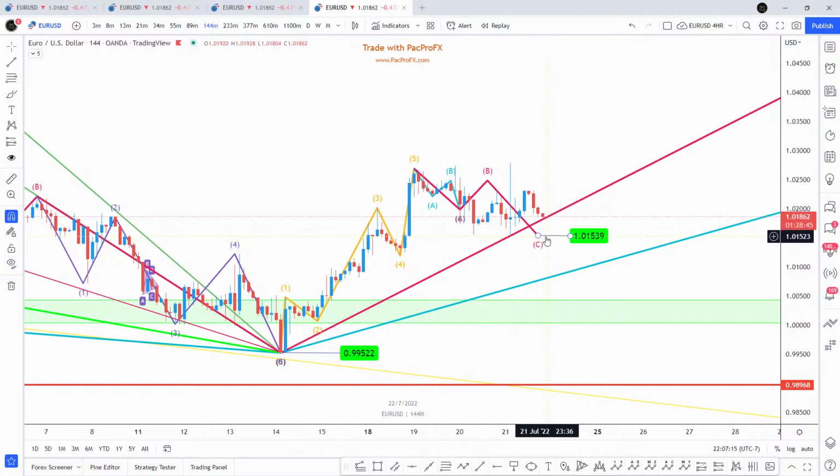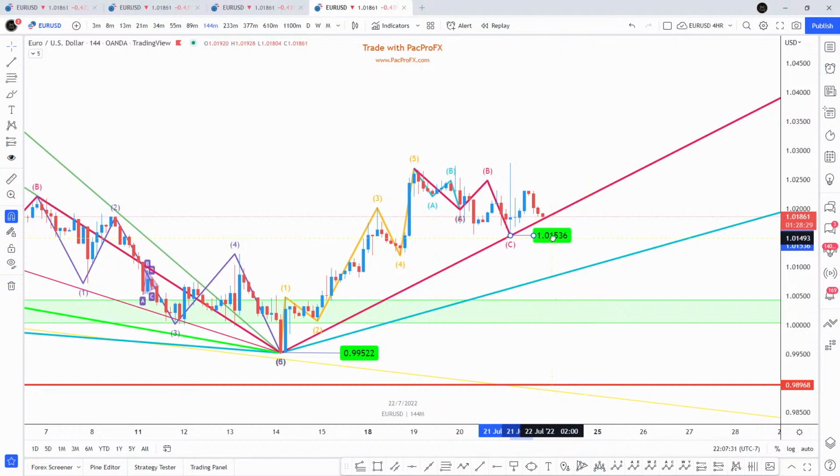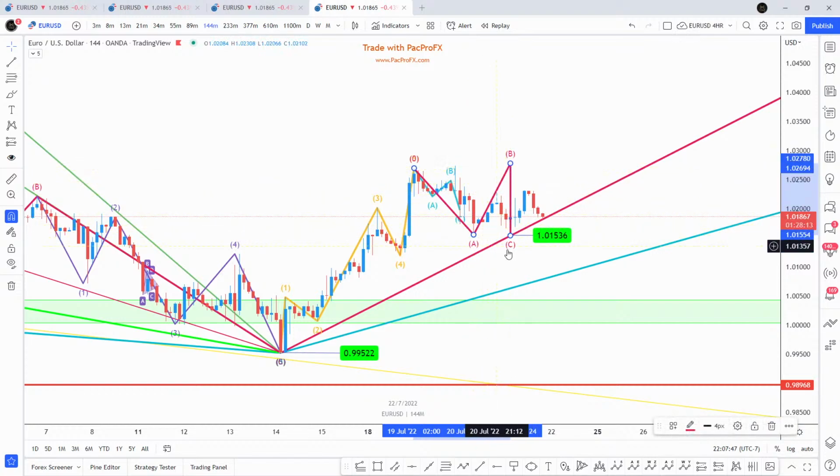Oh, that hit right there nicely. So this wave is done and it finished here. Okay. So now let's see. We have an A, a B. A wave came all the way down here. There's B. We might have one more wave down. Let me see this here. This doesn't look right.